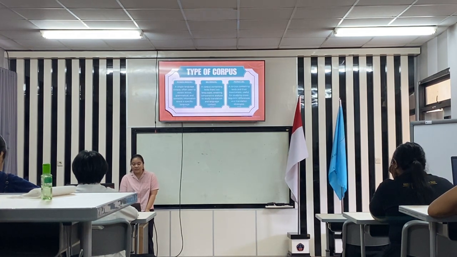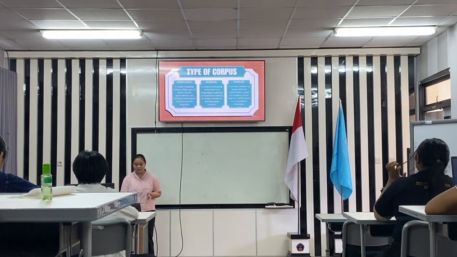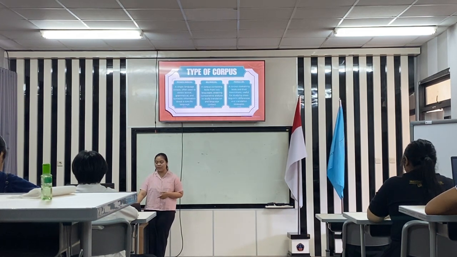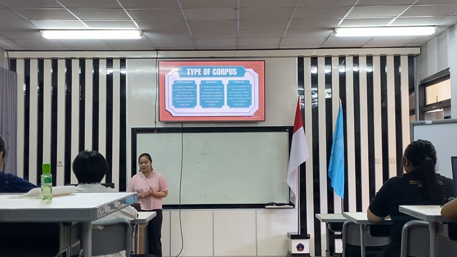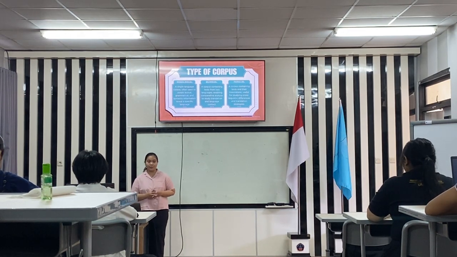And then let's move to the types of corpus. There are some types of corpus. The first is monolingual corpus. It is a single-language corpus often used to obtain lexical, grammatical, and syntactic information about a specific language. And then a bilingual corpus. It is a corpus containing text from two languages and enabling comparative analysis to study translation and language contact.